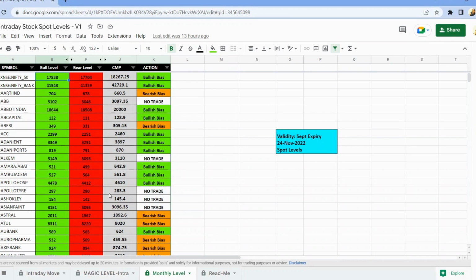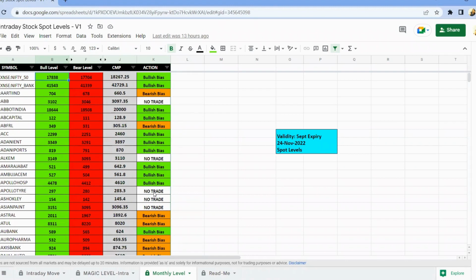The moment the price, for example tomorrow, if Apollo Tyres opens at 297, it will automatically turn from no trade to bullish. So you just have to pick up the stock that is showing up as bull, do your due diligence, get into the trade and hold on to your trade. Okay, clear.